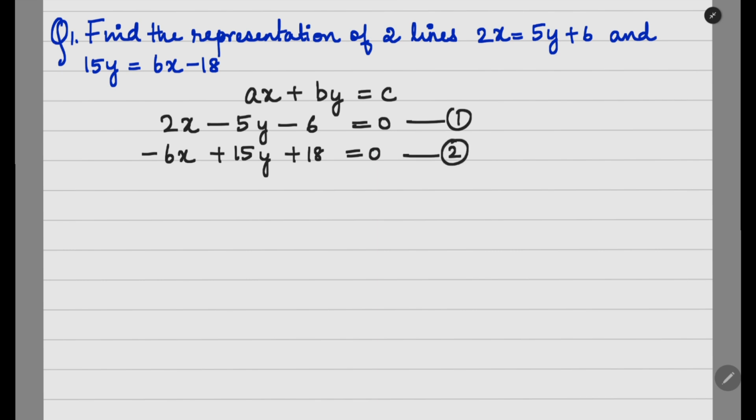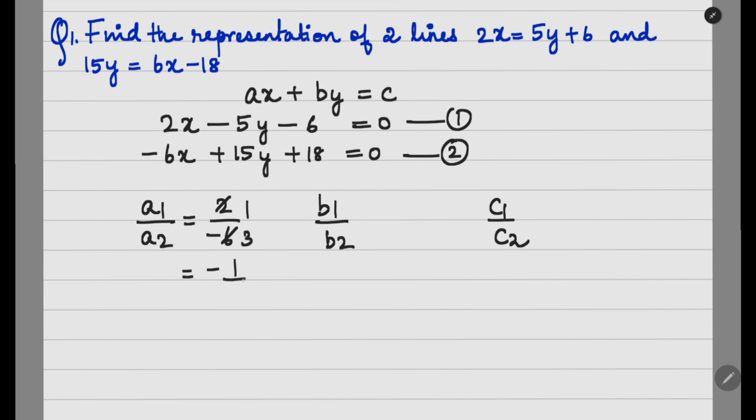linear equation. Now you have to write what a1 and a2 are. These are the coefficients of x in the first equation and the second equation, along with the sign. This is a1, a2, this is b1, b2, and this is c1 and c2. Let us find out what a1 by a2 is, what b1 by b2 is, and what c1 by c2 is. So a1 by a2 is equal to 2 by minus 6, so it will be minus 1 by 3.